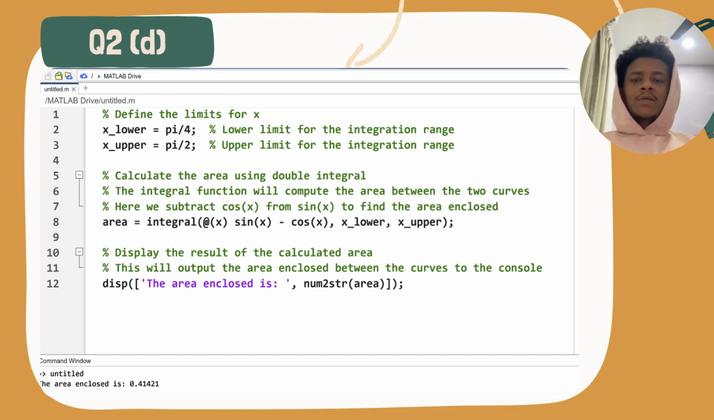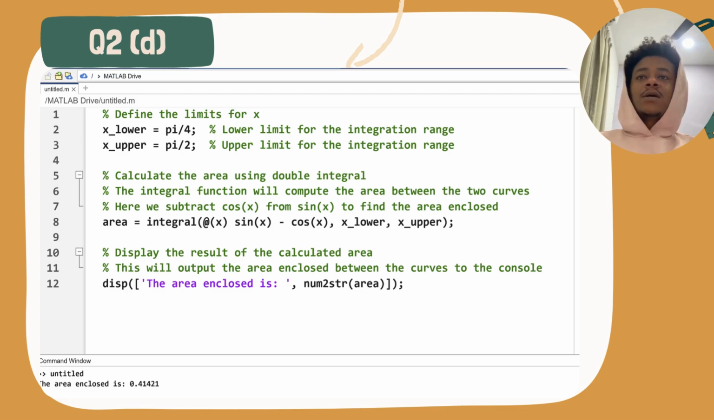Now I will explain the code steps. Step 1, clear the workspace. This removes all data and resets the MATLAB screen. Step 2, define limits for x. We are working from x equals pi over 4 to pi over 2. Step 3, define the functions. F1 is sin x and F2 is cosine x.